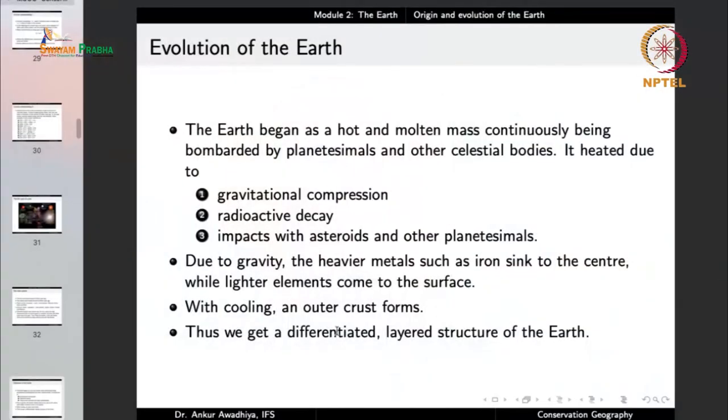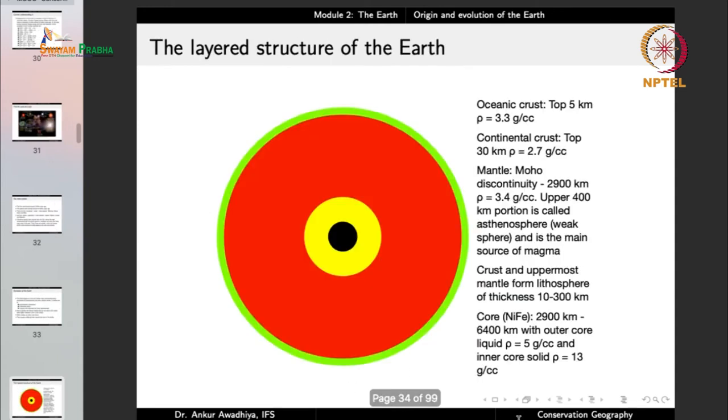And so today we have an Earth where the core is much denser. It has much larger amounts of heavy metals as compared to the crust. So the crust is lighter. So with cooling, an outer crust got formed, and we got a differentiated layered structure of the Earth. So this is the layered structure. We have the crust, followed by a mantle, followed by the core.